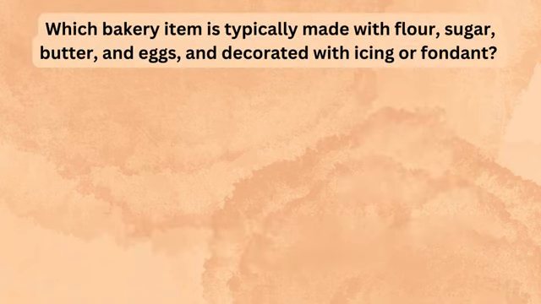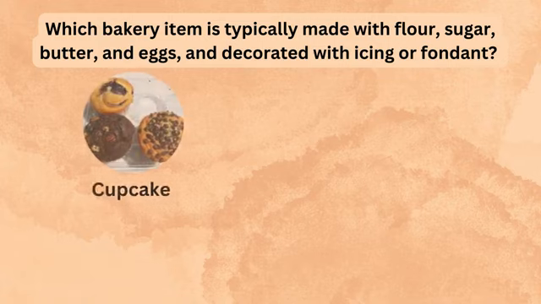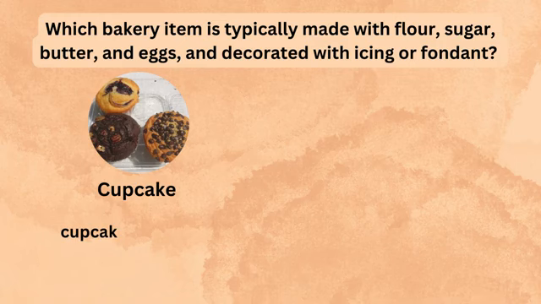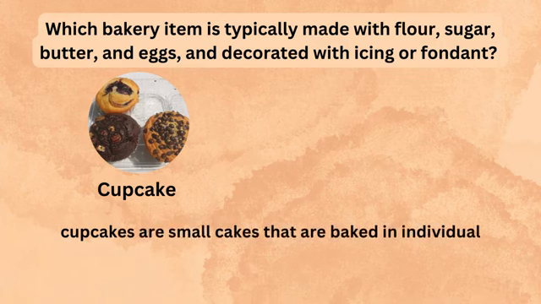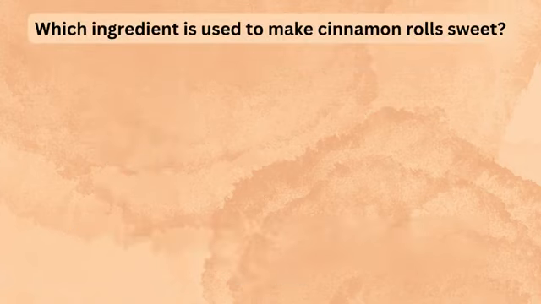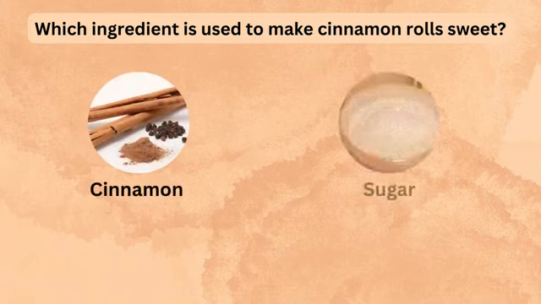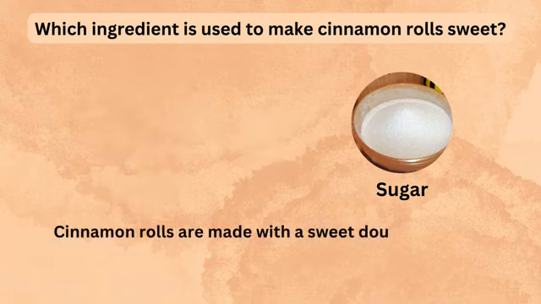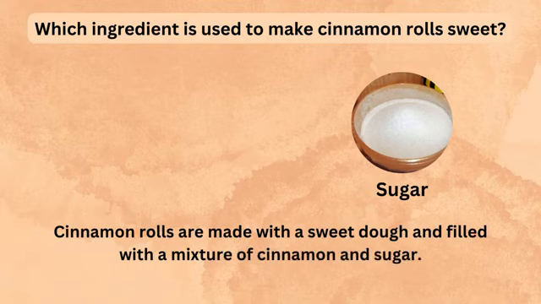Which bakery item is typically made with flour, sugar, butter, and eggs and decorated with icing or fondant? Cupcake or bagel? Cupcakes are small cakes that are baked in individual portions and often decorated with frosting or other toppings. Which ingredient is used to make cinnamon rolls sweet? Cinnamon or sugar? Cinnamon rolls are made with a sweet dough and filled with a mixture of cinnamon and sugar.